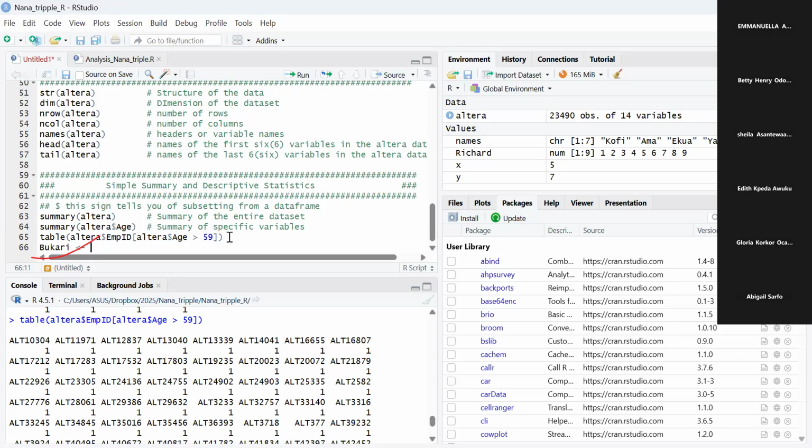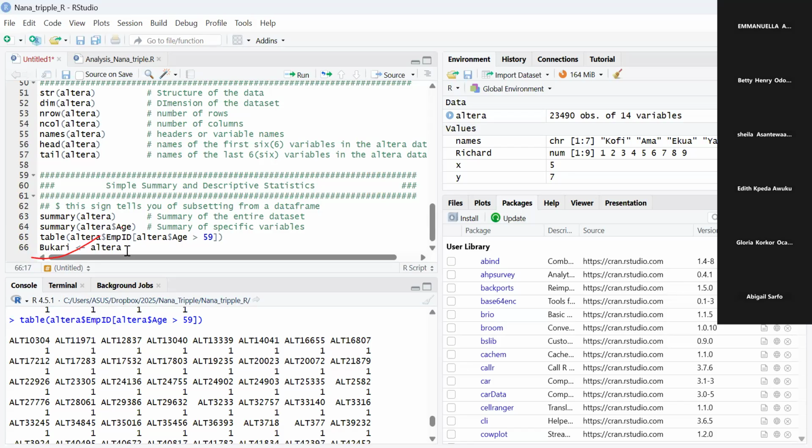Now, please, let's assume that you want only a data set for people who are older than 60. Let's call that data set Bukari. So I'll say Bukari should be Altera. And in that Altera, the bigger data set, I want you to give me all the data, but focus on the Altera data set for people who are this age. Right? And let me copy this.